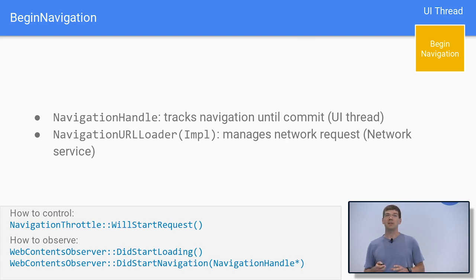First thing we're going to do afterward is to ask all the throttles that implement will start request whether they want to allow this navigation to start. And if all of them say yes, then we'll create this navigation URL loader object that will actually manage the network request and interact with the network service to make it. We'll also dispatch some observer events, did start loading and did start navigation, which you can use if you're interested in observing this stage.